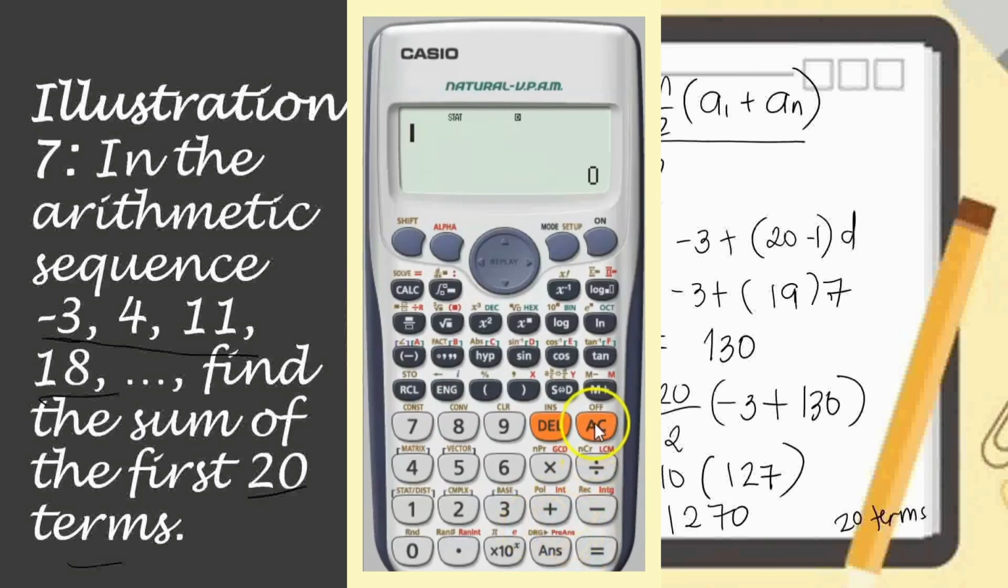And then, AC natin. So, ganun lang ulit. Shift, and then log, and then alpha x. Alpha x, then shift 1, 5, 5. And then, shift, yung close parenthesis. And then, 1 to 20, first to 20th term. So, equal natin yan. So, 1,270, which is the same as dun sa manual solution.